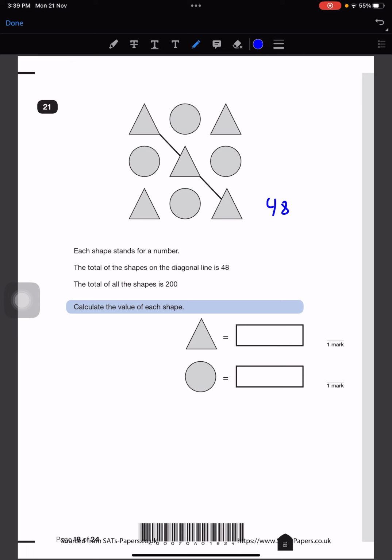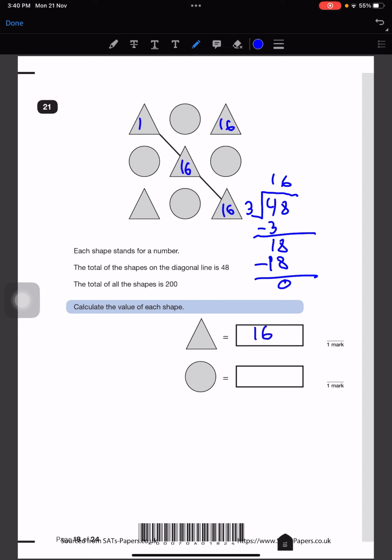So what we're going to do is divide it by 3. So we're going to do 48 divided by 3. So 3 ones are 3. Subtract, 18 comes, and then 6 threes are 18. And then let's subtract the 0. Okay, so now 16 is the value of this triangle. So we can write that here and here.